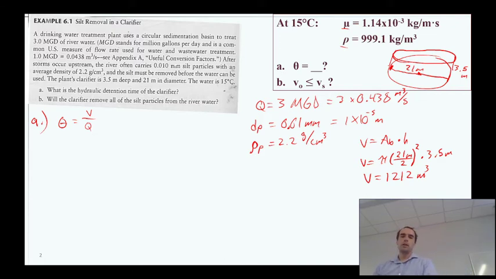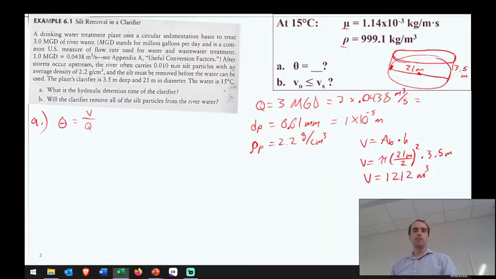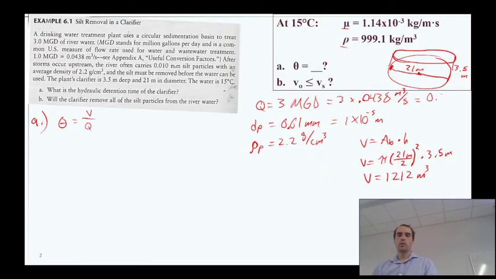Then we need the Q. Like I said, this is just 3 times that 0.0438. Excuse me, it should have been 0.04, sorry about that. So 0.0438, I just missed that. If we simply do that multiplication, that should give us 0.13 cubic meters per second. We could do more decimal places, and I probably have that in my Excel. We'll just leave it like that for now.